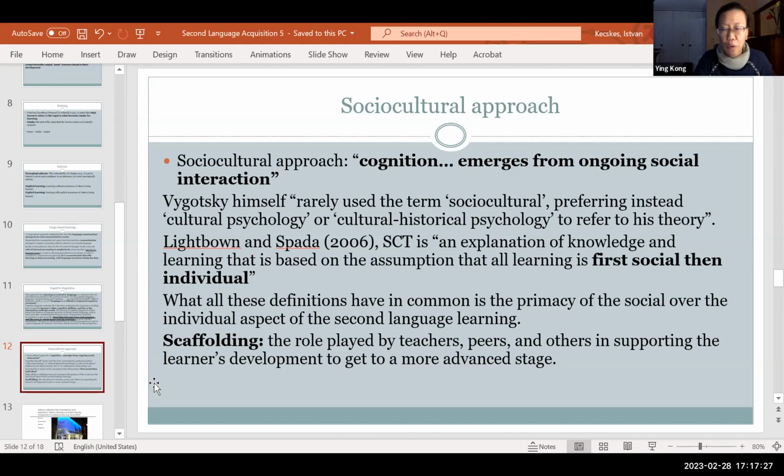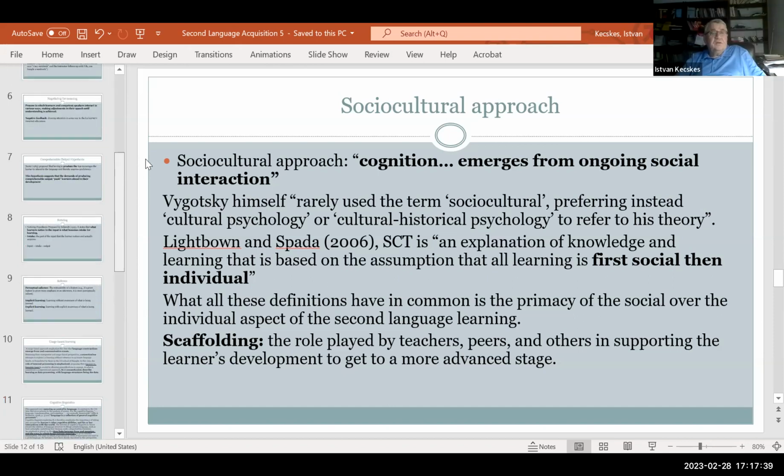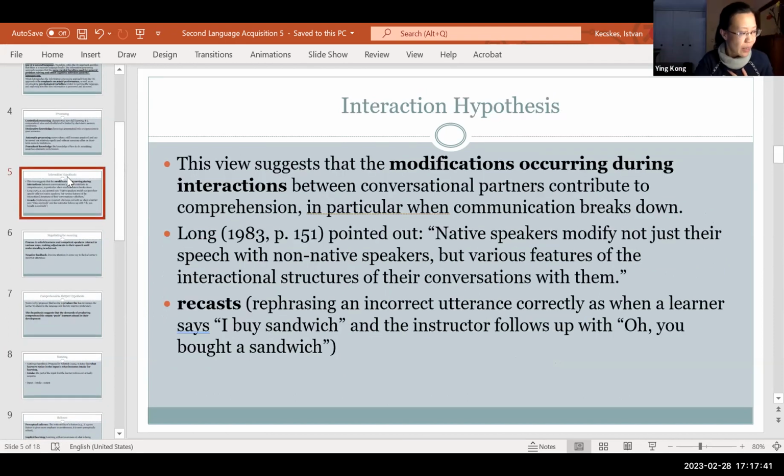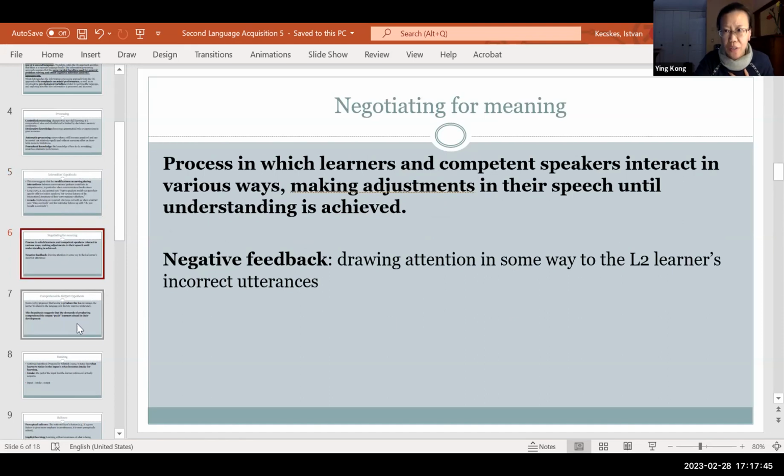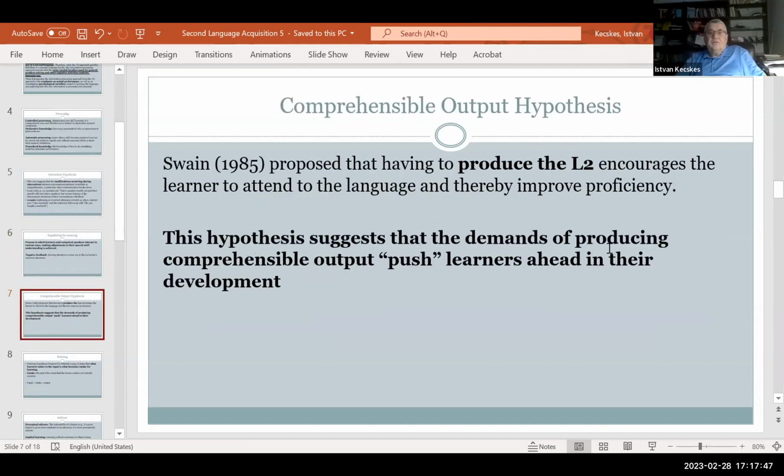Professor, I have a question about Swain's output hypothesis. Which one? That is Swain's output. Merrill Swain's, yes. But how can we understand what is comprehensible output? How can we define what is comprehensible? Okay, all right.